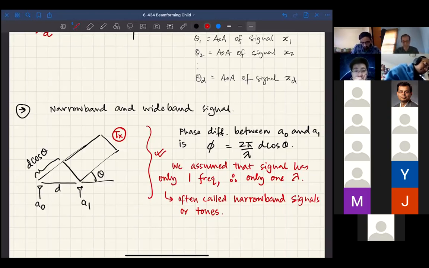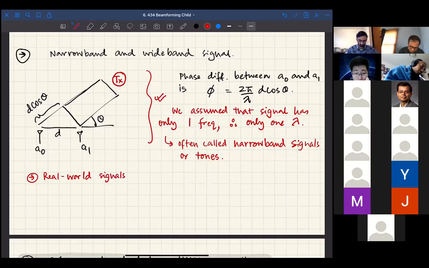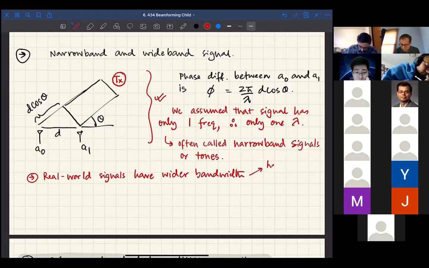Now we are going back to our Fourier understanding. Real world signals have wider bandwidth. How much is the bandwidth for human voice? Someone? 0 to 20,000 hertz. Although most of the human voice is contained within 8 kilohertz, there is some energy up to the 20th kilohertz.